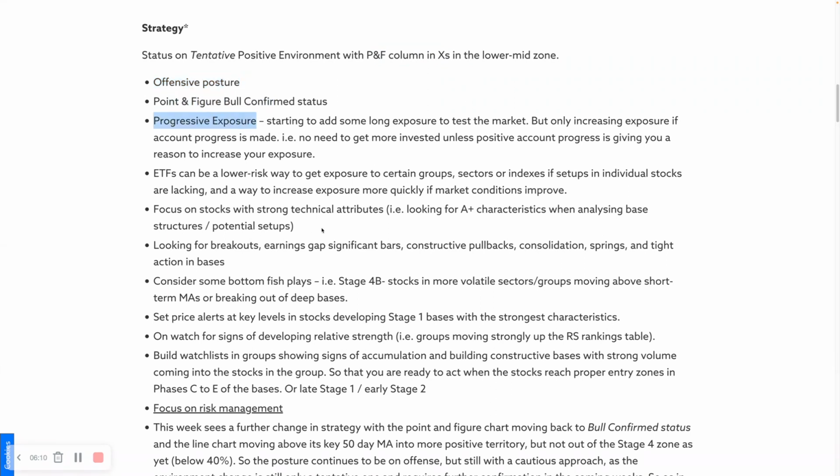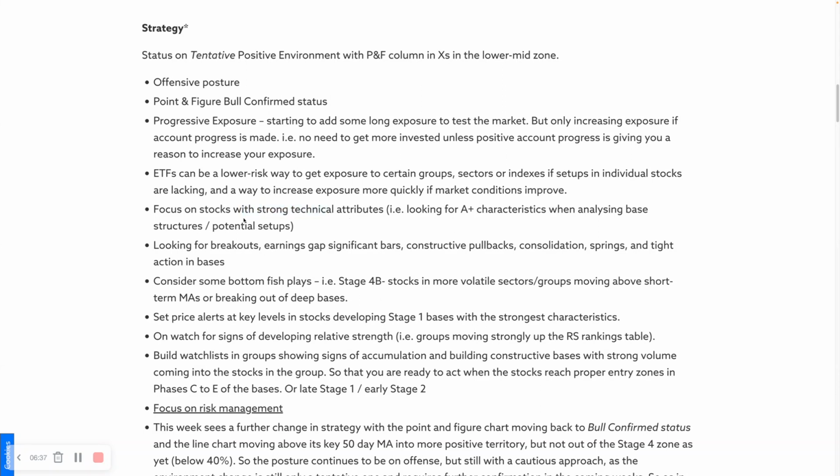I'm using progressive exposure, potentially to start adding some long exposure and test the market still. So we've had a few weeks of testing. ETFs are one way you can do it. You can obviously use index ETFs to get back into the market more quickly, and then you can start to trim off the ETFs once you start to see setups happening in individual stocks that you can potentially go for.